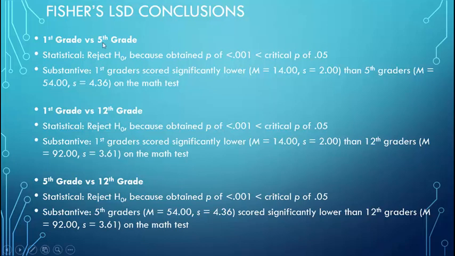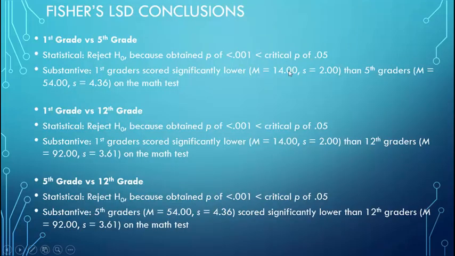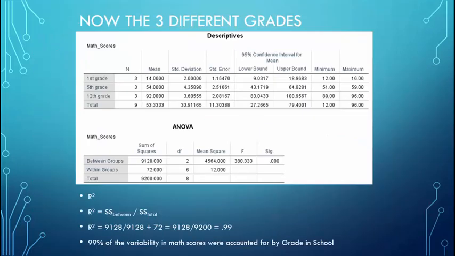So first versus fifth grade, statistically you reject the null because our obtained p of less than 0.01, right here, is less than the critical p of 0.05. Substantively, first graders scored significantly lower, with their mean and standard deviation, which was from our descriptive statistics, 14 and 2. Here it is, 14 and 2 for the mean and standard deviation.